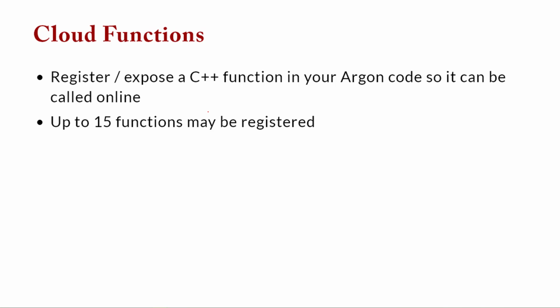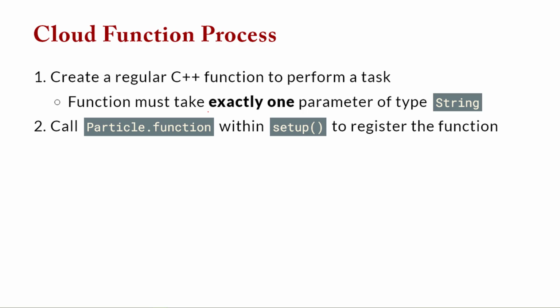So here's the idea. You're going to write a function in C++ in your Argon code, and then you're going to basically register it with the particle cloud, and that's how you can access it. You can have up to 15. So here's the 2-step process. 1, create a plain old function, okay? Do whatever you want it to do, anything you need it to do. The catch is it must return 1 parameter, and that parameter must be a string. Okay, so that's step 1. Now step 2 is you call a separate function called particle function inside of setup, and you register it, just like we registered a variable. That's it.